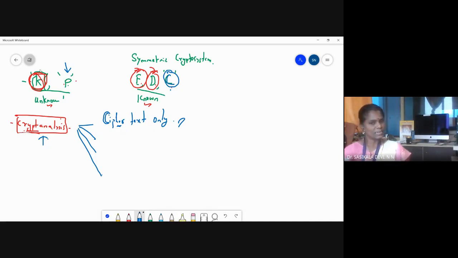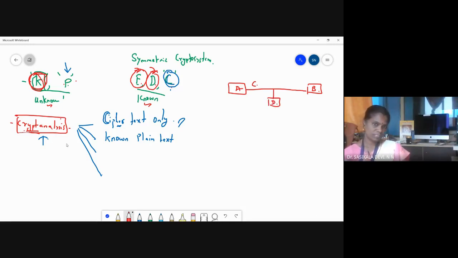Okay. The second type of attack is known as the known plain text attack. Known plain text attack. So in this, Alice and Bob are communicating. The communication channel C is available. Now Dark is here. So in the first case, Dark will get only ciphertext. The C alone is available.